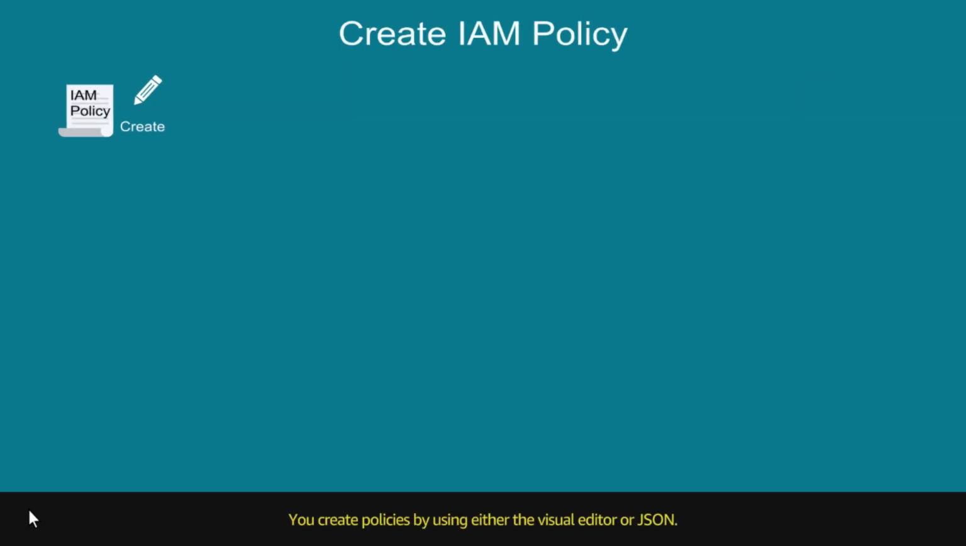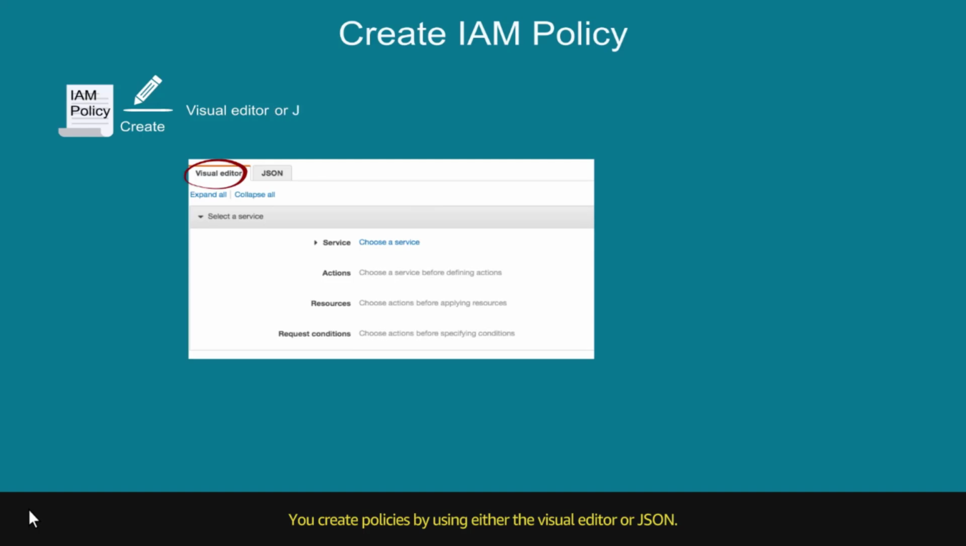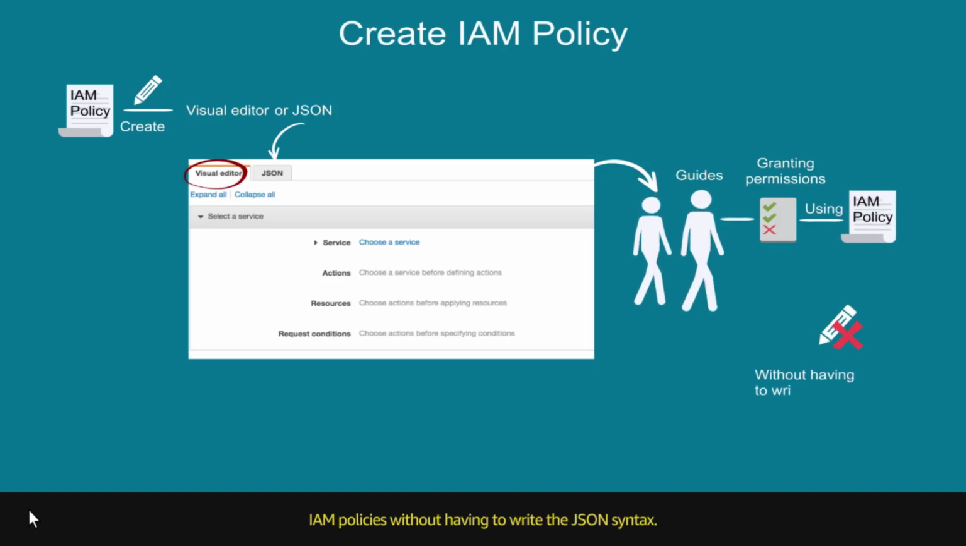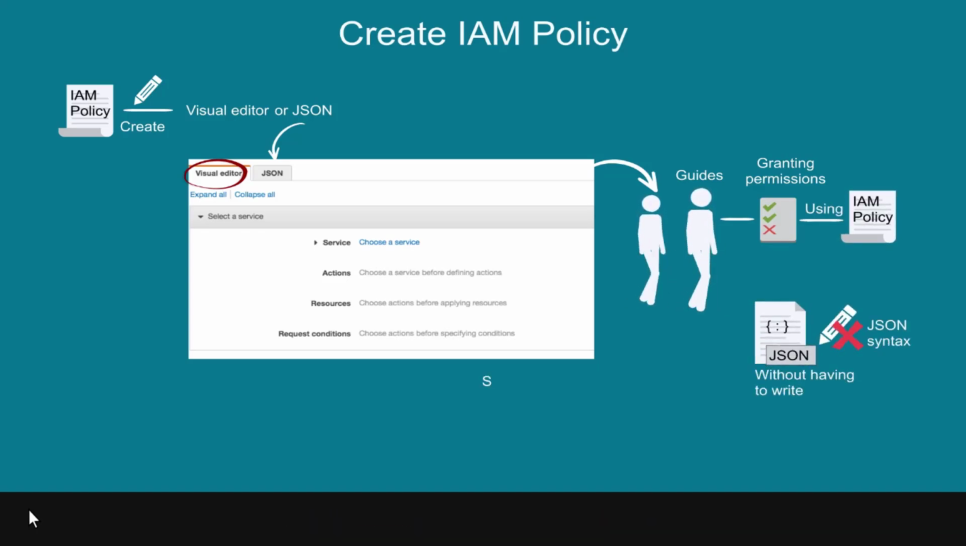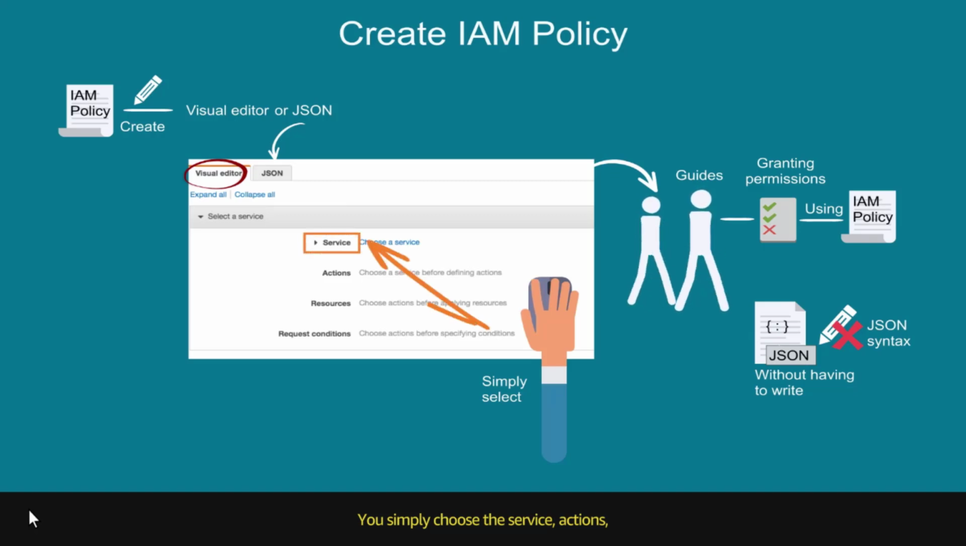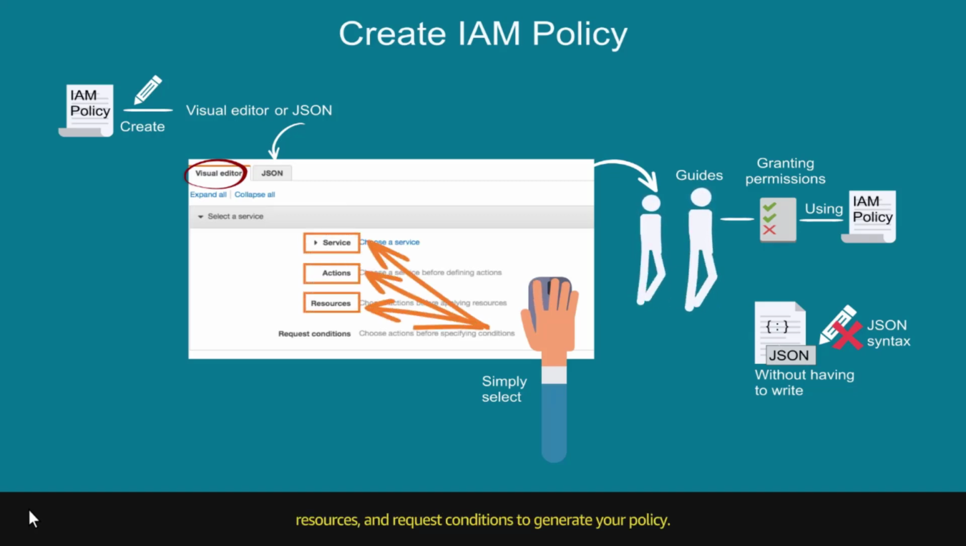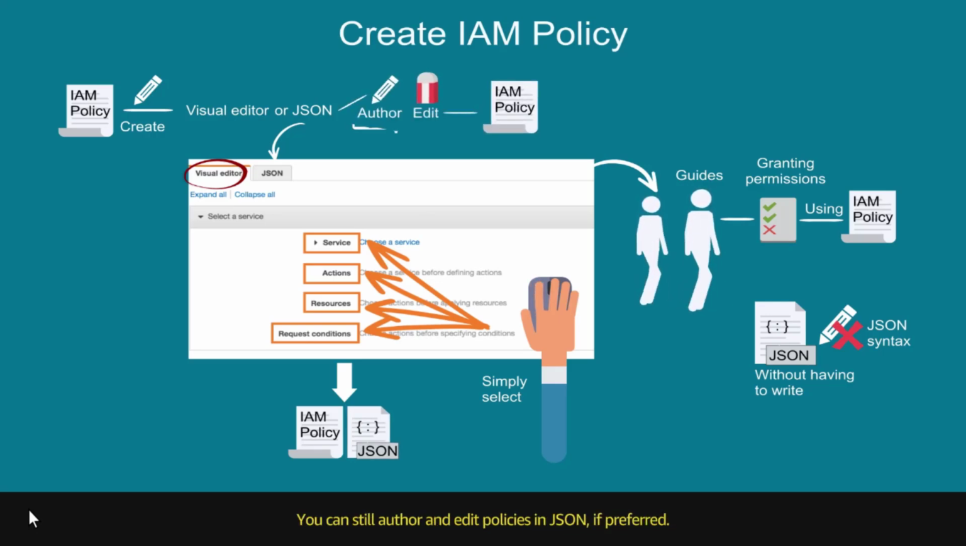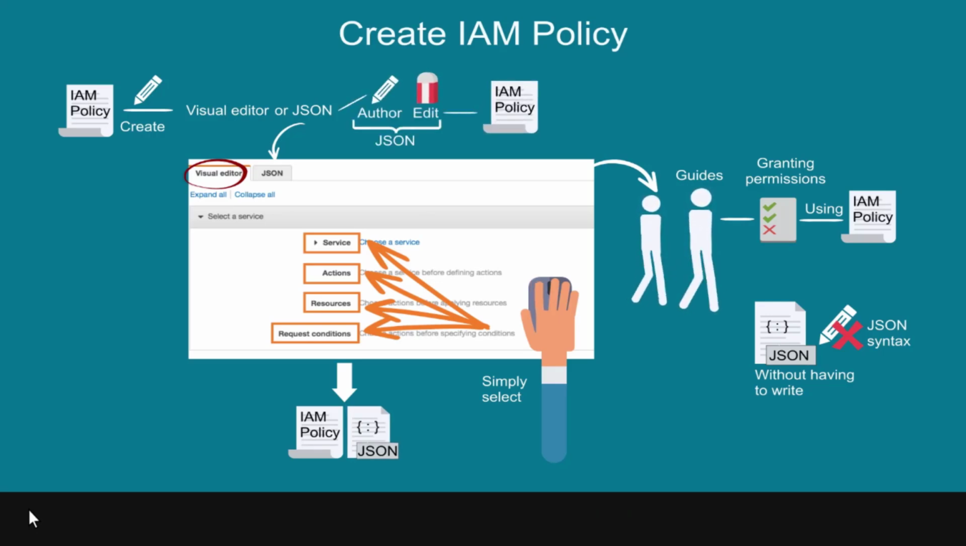You create policies by using either the visual editor or JSON. The visual editor guides you through granting permissions by using IAM policies without having to write the JSON syntax. You simply choose the service, actions, resources, and request conditions to generate your policy. You can still author and edit policies in JSON, if preferred.